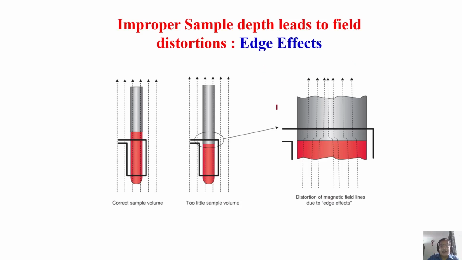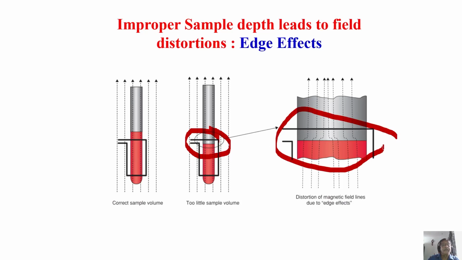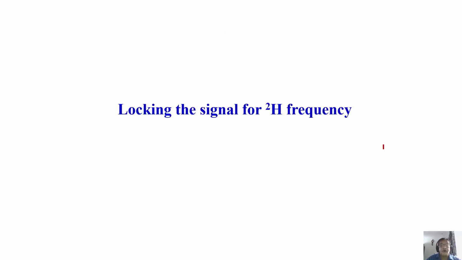See, improper depth leads to field distortions because of edge effect. If it is not completely within the RF coil, if, let us say, the edge of the sample is at the center or in the middle of the RF coil, you will get an edge effect like this. That gives bad line shapes. Remember, that gives very bad line shapes. So these precautions you must take.